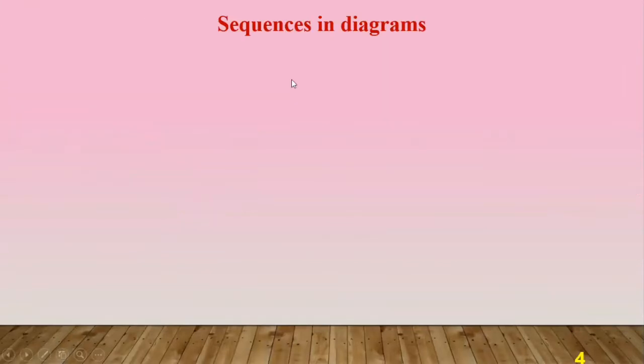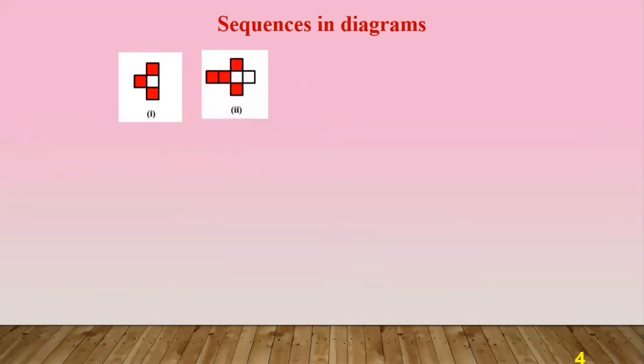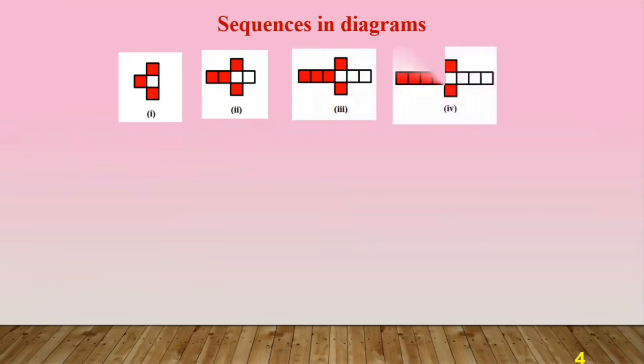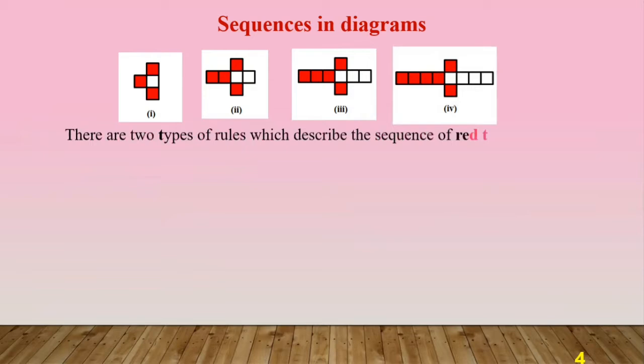Now let us see the sequence in the diagram here. When you look at these diagrams, observe them carefully. You observe some pattern. What's happening with the red tiles and white tiles? Please observe it carefully. Okay, so here are some patterns. There are two types of rules which describe the sequence of the red tiles, how the red tiles change when we go to the next term.